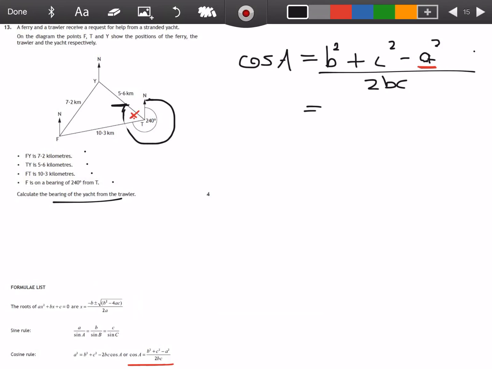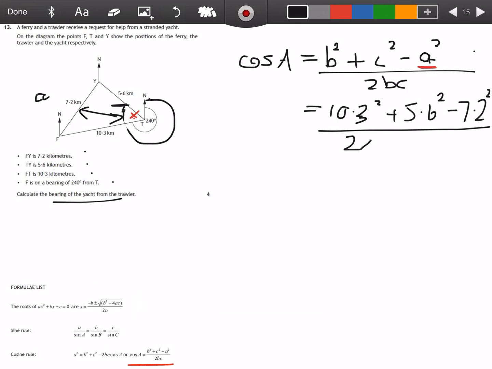This one has to be a particular one. The one that is represented by side A is this one here, because it's the one that's opposite angle A, or angle X, okay? So the other two don't really matter. We'll say 10.2 squared, oh no, it's 10.3 squared. I should write a wee bit bigger. Plus the 5.6 squared, take away the 7.2 squared. And this is all to be divided by 2 times 10.3 times 5.6.